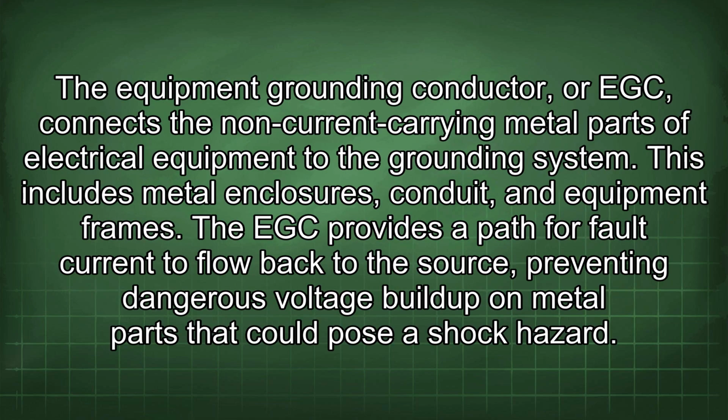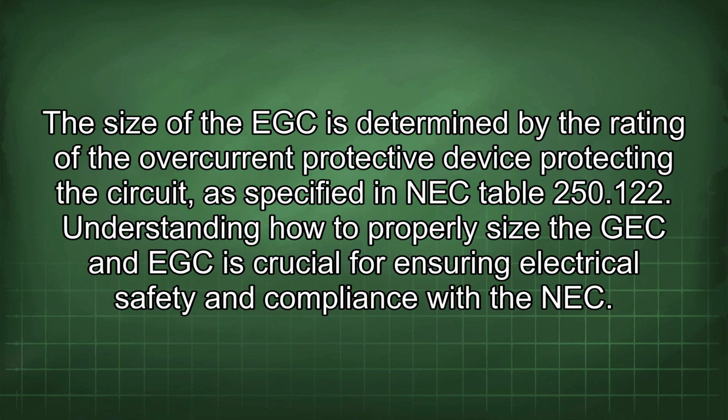The equipment grounding conductor, or EGC, connects the non-current carrying metal parts of electrical equipment to the grounding system. This includes metal enclosures, conduit, and equipment frames. The EGC provides a path for fault current to flow back to the source, preventing dangerous voltage build-up on metal parts that could pose a shock hazard. The size of the EGC is determined by the rating of the overcurrent protective device protecting the circuit, as specified in NEC Table 250.122.